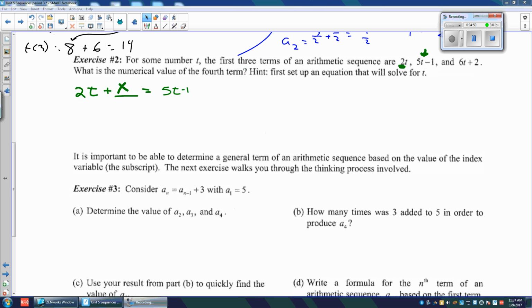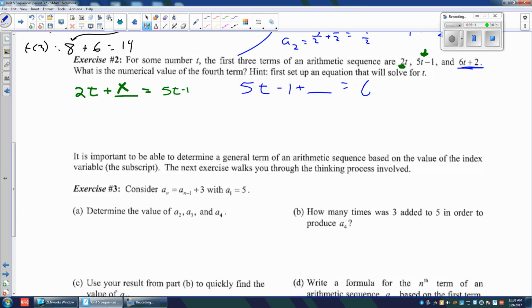Now, currently, I feel compelled to manipulate this equation somehow, but why don't I write down the next equation, then you'll see maybe what's moving me in that direction. So I also know that 5t minus 1 plus something has to equal the next number. Well, the next number is 6t plus 2. What's this blank going to be? Oh, it's the same thing. It's the same x.